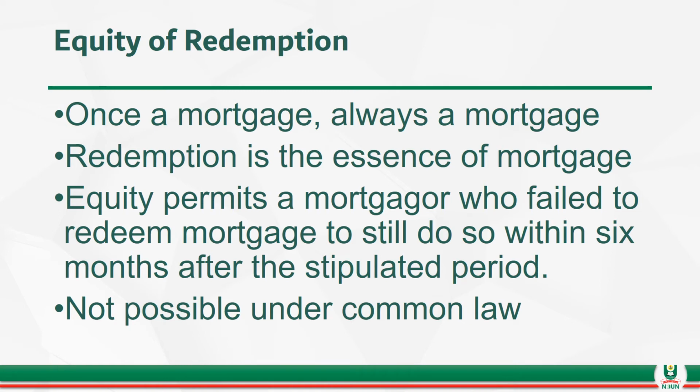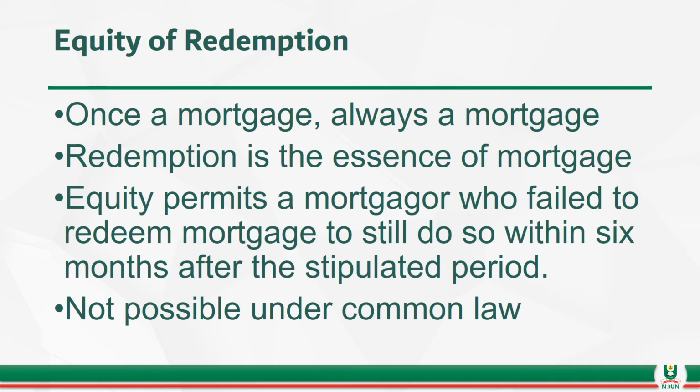So now let's quickly look at the equity of redemption. The rule is once a mortgage, always a mortgage, and the authority for that is Samuel v Jarrah Timber Company. Because redemption is the essence of a mortgage. If you remember how we defined mortgage, we noted that there's always that proviso for redemption. So equity would want a mortgagor to be able to redeem.